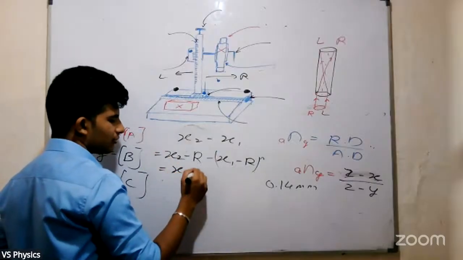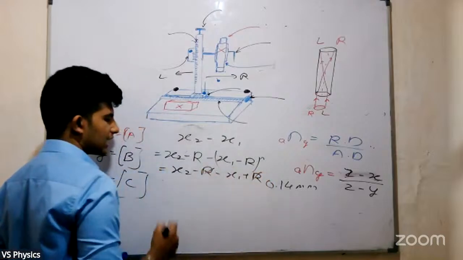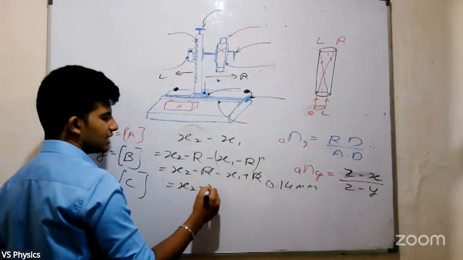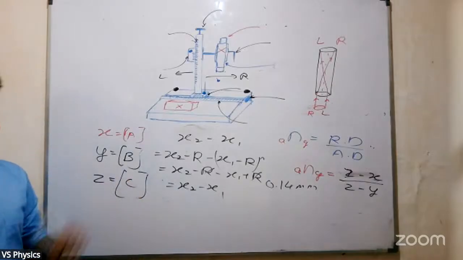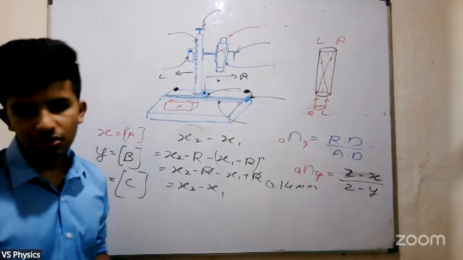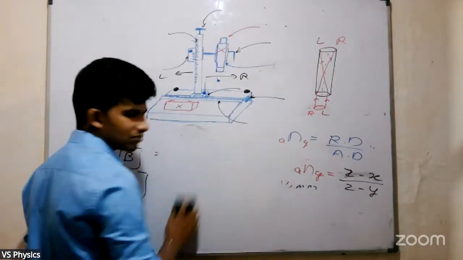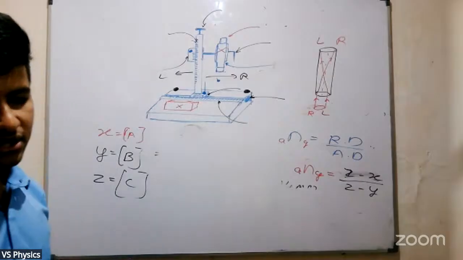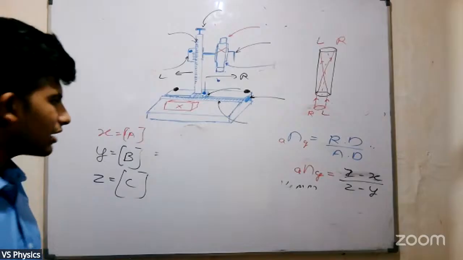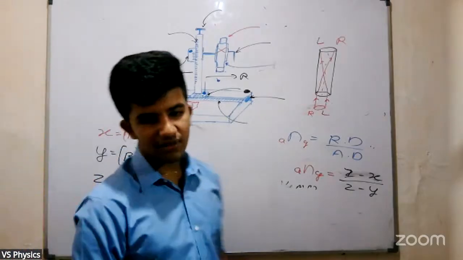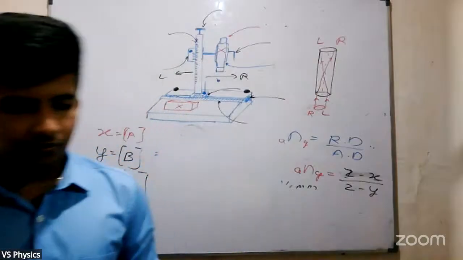Then we have x2 minus R minus x1 plus R. These two will get cancelled off. We are left with x2 minus x1. So finding the zero error is unnecessary. And then as usual, you have to keep the percentage error less than 1%. Therefore, the measurement should be greater than 1 millimeter.